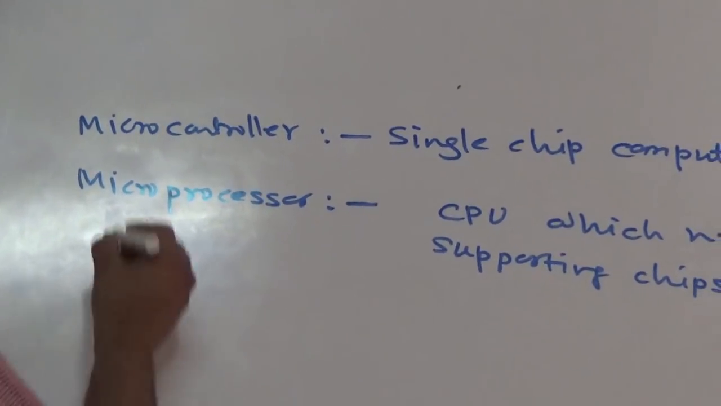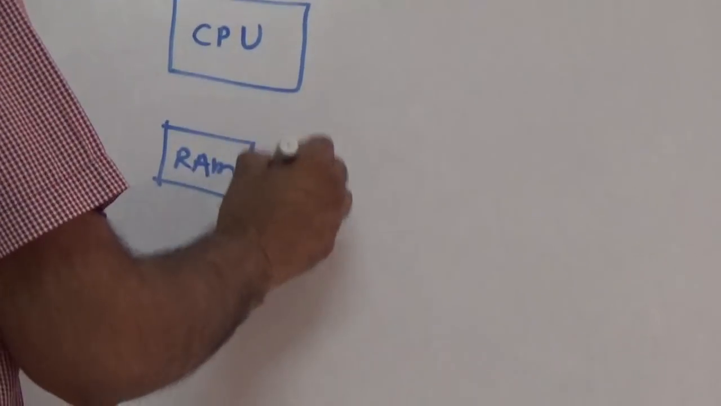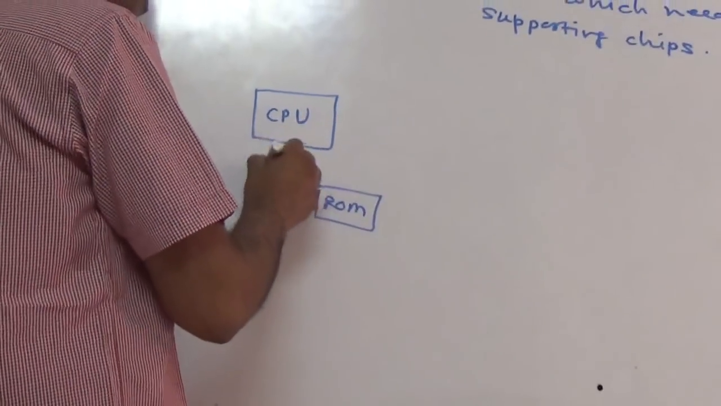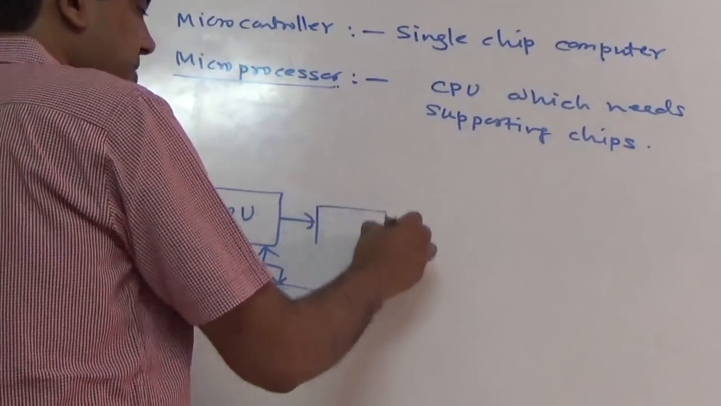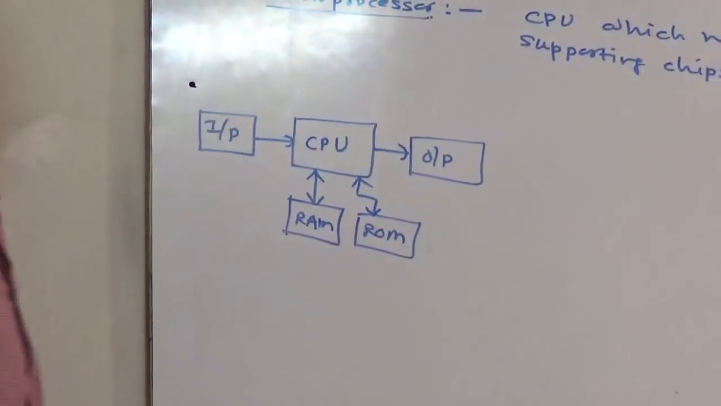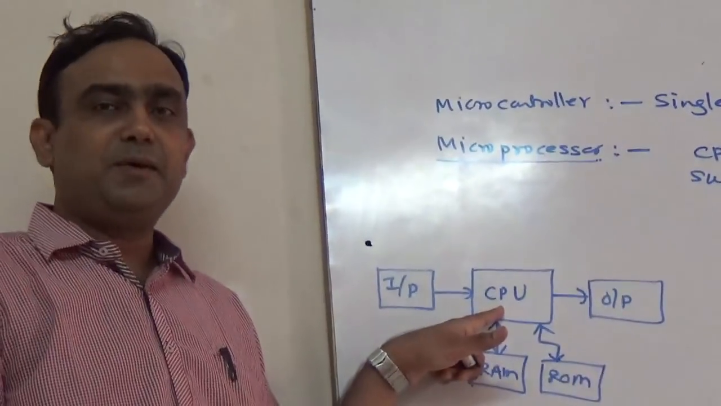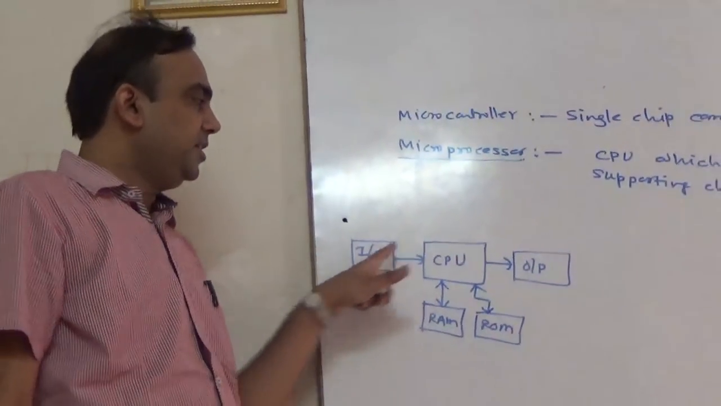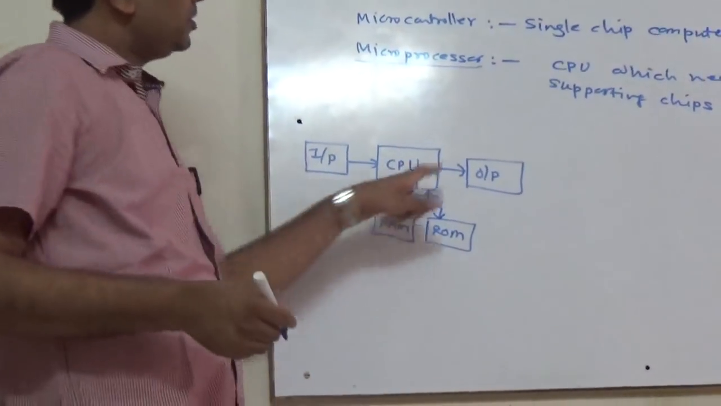So if you see the world of microprocessor first, we have a CPU here. That CPU is connected with RAM, ROM, the output device and the input device. So this CPU can perform arithmetic and logical operations. You can say it is the brain, and we need input output devices and memory. These are all supporting chips, you can say.